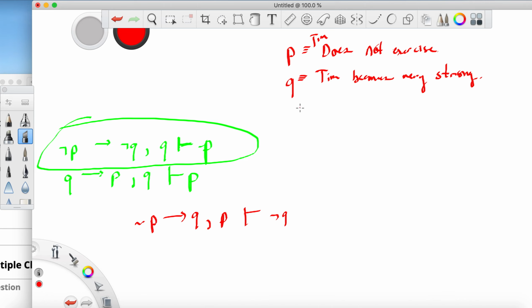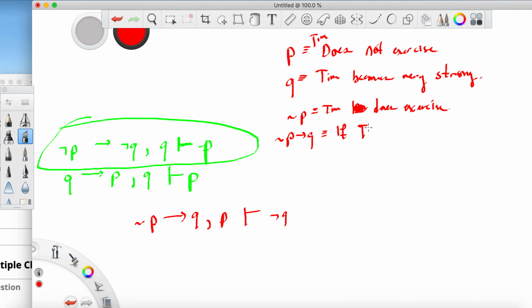Okay, so not P would be Tim does exercise. So not P implies Q is: Tim does exercise, therefore Tim becomes very strong. Sorry, it's if Tim does exercise, Tim becomes very strong.